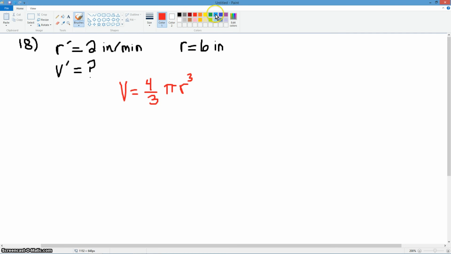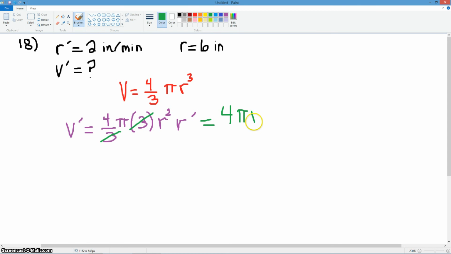All right, so we have to differentiate both sides. So let's do that. So we have V prime is equal to, remember that 4/3 is considered to be a constant, so I'm just going to go ahead and keep it. So 4/3 pi, those are constants. Now, the power times your expression to the one less, so that's going to be r squared, times the derivative of what's being raised to the power, which is r prime. All right, so what happens to my 3's? My 3's cancel each other. So I am really left with 4 pi r squared r prime.